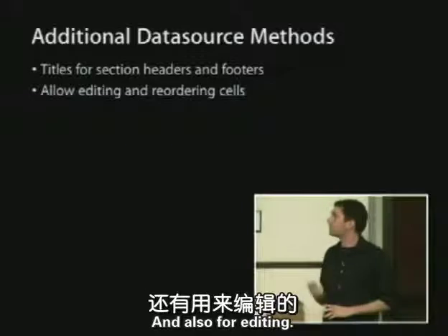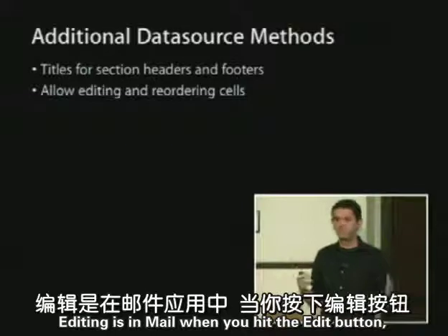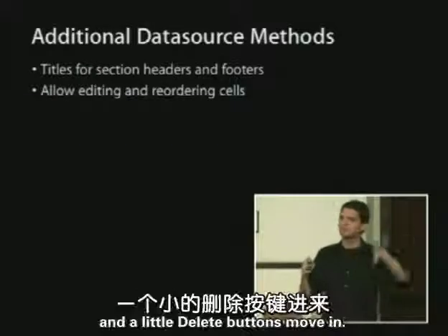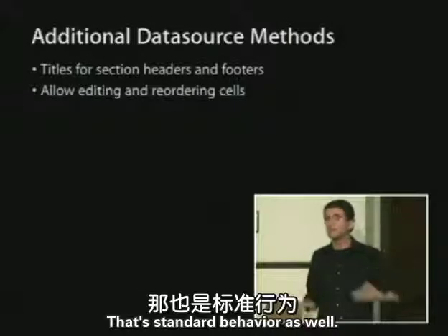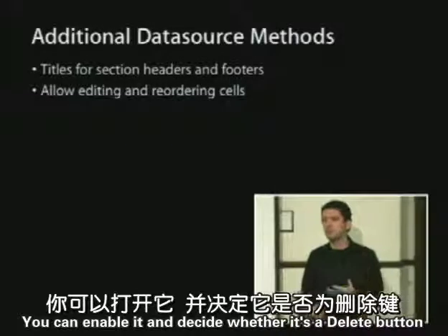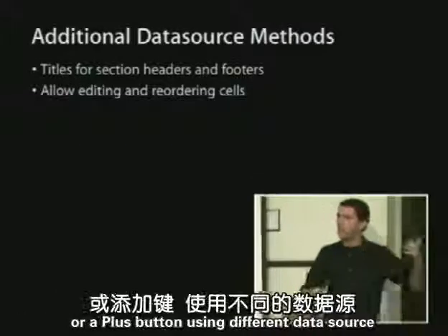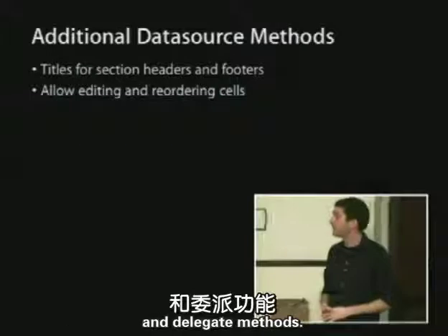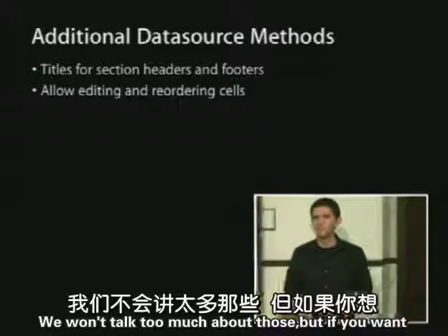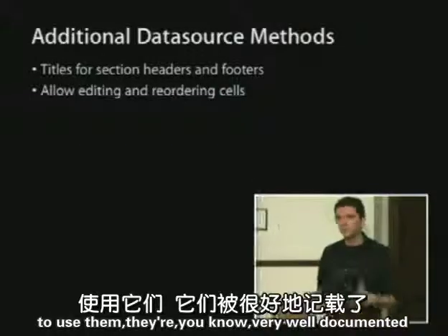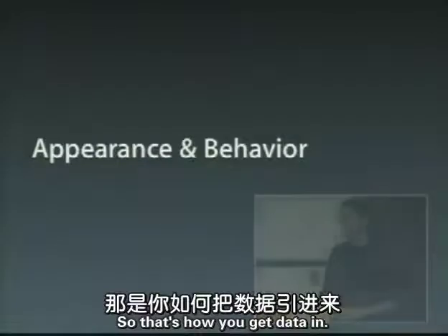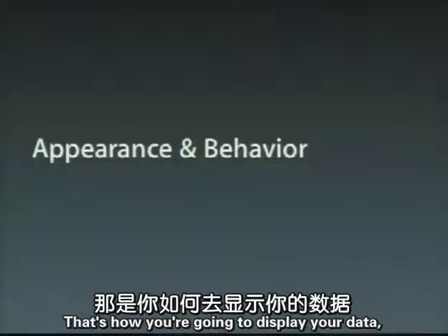And also for editing. Editing is in Mail, when you hit the edit button, the content of your cell slides over and little delete buttons move in. That's standard behavior as well. You can enable it and decide whether it's a delete button or a plus button using different data source and delegate methods. We won't talk too much about those, but if you want to use them, they're very well documented, and you can find them all in the headers. So that's how you get data in. That's how you're going to display your data.